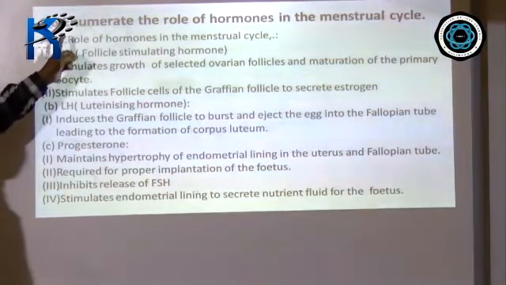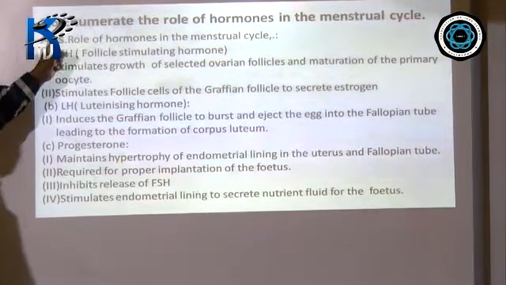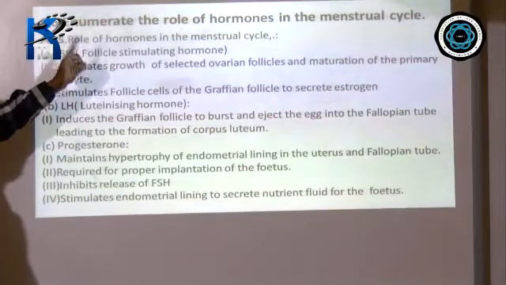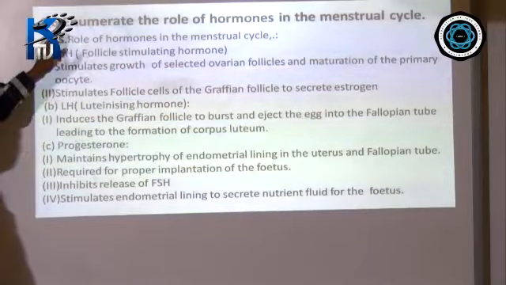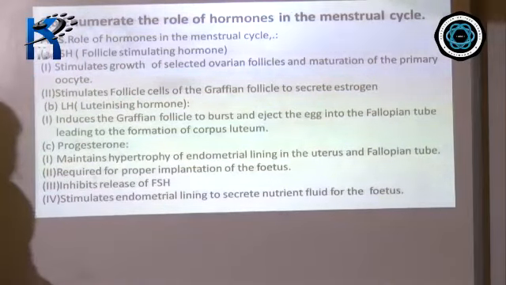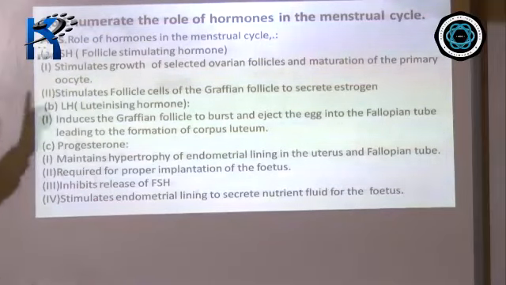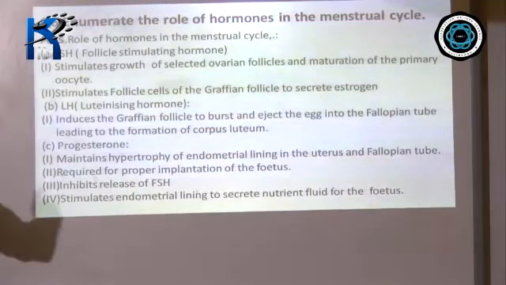Now here again you see, enumerate. Enumerate the role of hormones in the menstrual cycle. What do you mean by the word enumerate? Enumerate also means list. But enumerate here means one after the other, okay, one after the other. That means first which one, then second which one, then third which one.